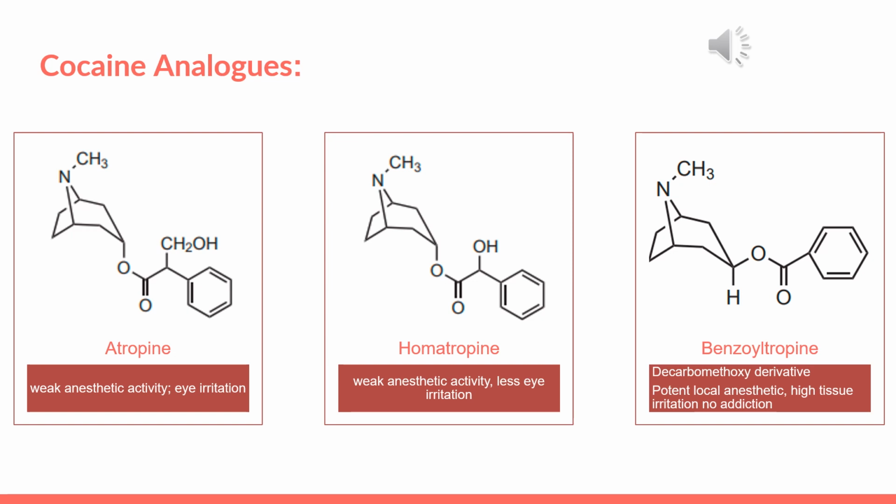Firstly, we have atropine, a compound with weak anesthetic activity and irritation to the eye. Then we have homatropine, another compound with weak anesthetic activity but with less irritation to the eye. Finally, benzoatropine is a decarbomethoxy derivative with potent local anesthetic activity and high tissue irritation, but no addiction because of the removal of the 2-carbomethoxy group from cocaine.